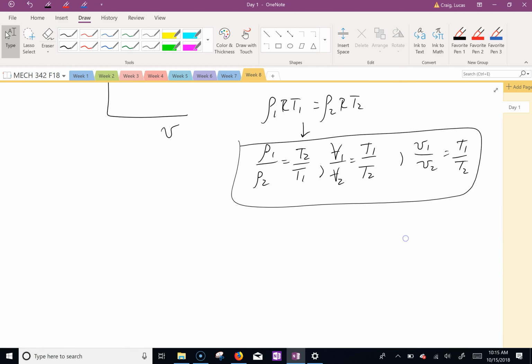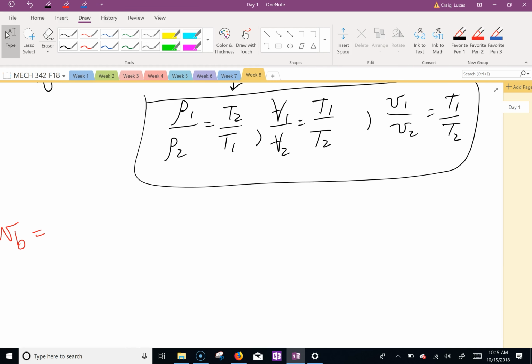What is the boundary work in a constant pressure process? What's the boundary work? Yep. If we know it's a constant pressure process, it's P times the change in volume.